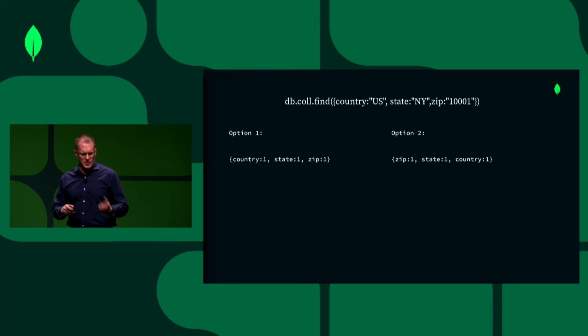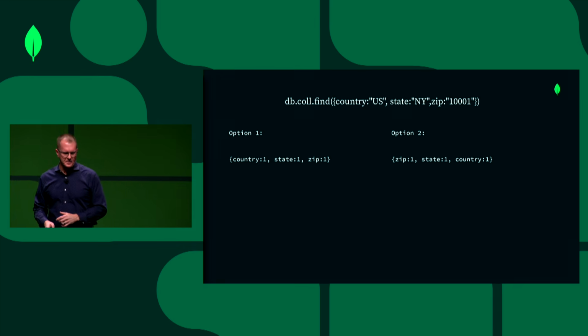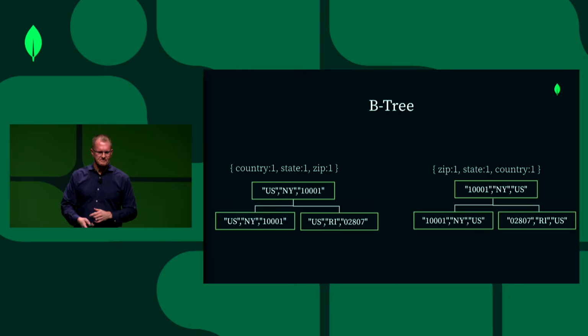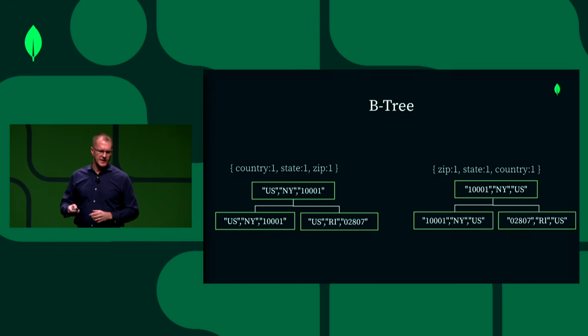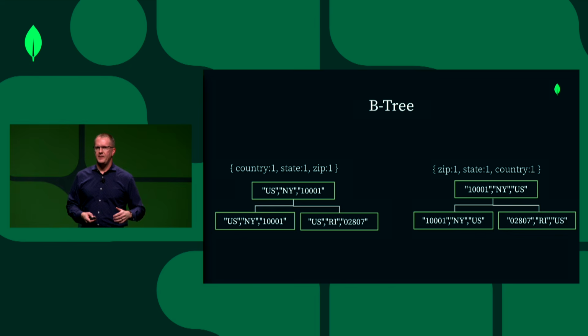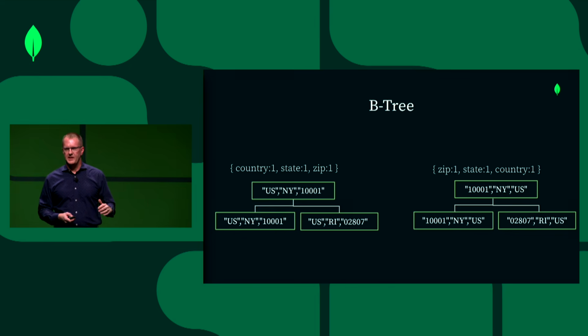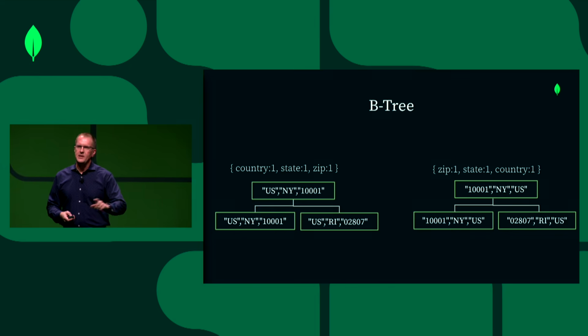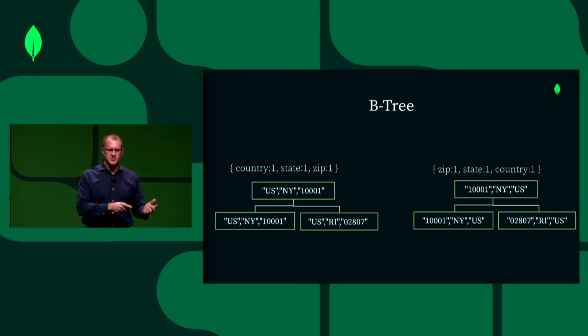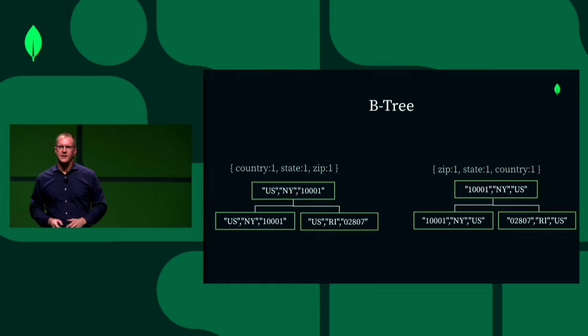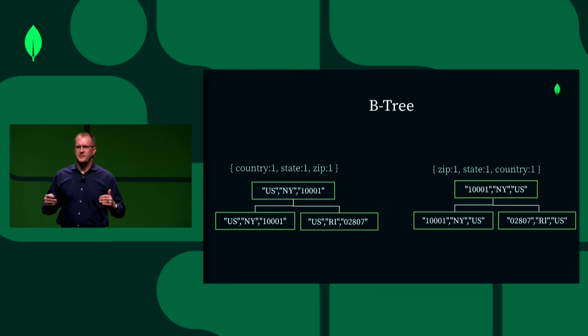So, two options: country, state, zip, or zip, state, country. If we look at the B-tree indexes, the B-tree entries, the speed of the query, the speed of the retrieval of the entries from the indexes depends upon the depth of the B-trees themselves. And in either example, these have the same depth, right? So whether I go country, state, zip or zip, state, country, I have the same depth in the B-tree, so it's equally as fast querying both.